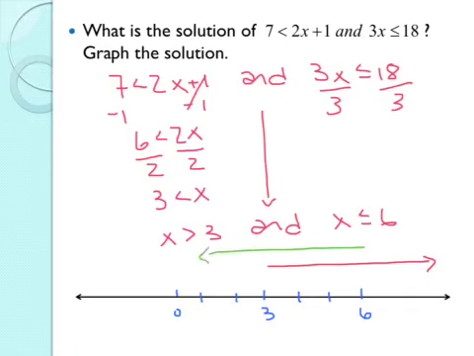Okay, so where do they share common overlap? Well, that's going to be right here, right? At 3, I have to have an open circle, and at 6, I must have a closed circle, and then I'm going to shade between them. So this right here would be my final answer.